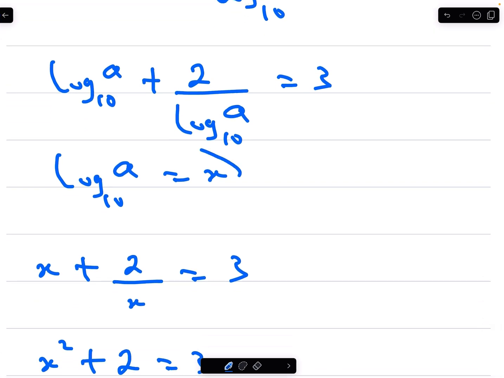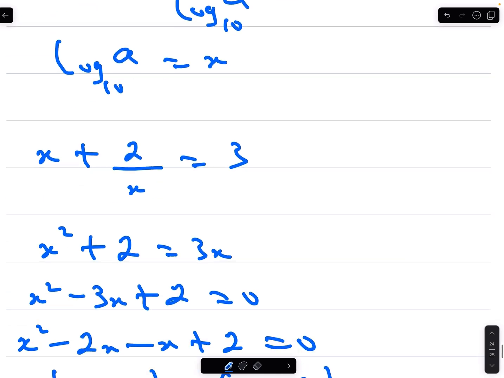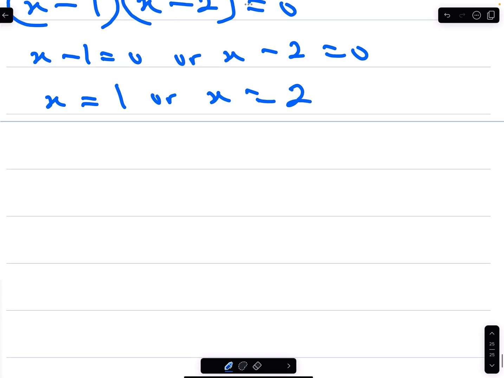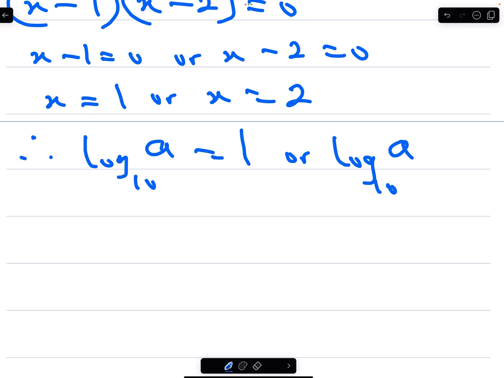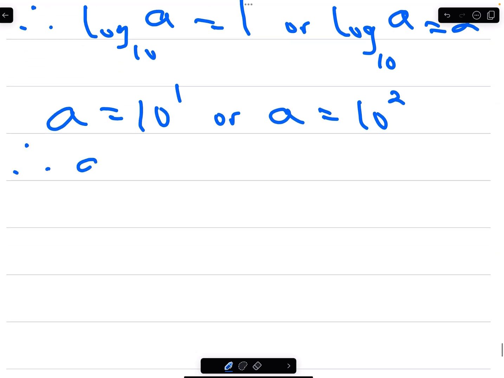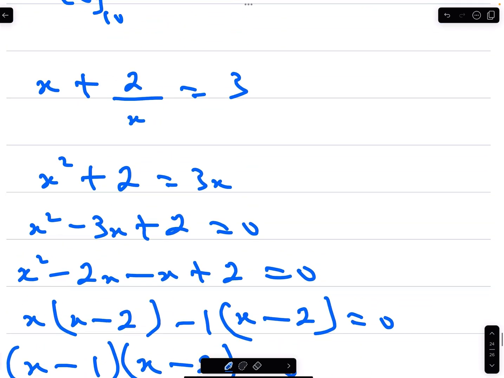But don't forget that x is not what we're supposed to find. We're supposed to find a, and log a base 10 is what x represents. So that simply means log a base 10 equals 1 or log a base 10 equals 2, which therefore means a equals 10 raised to the power 1 or a equals 10 raised to the power 2, and therefore a equals 10 or a equals 100. And that's it, very, very simply. Let's go straight to the next one.